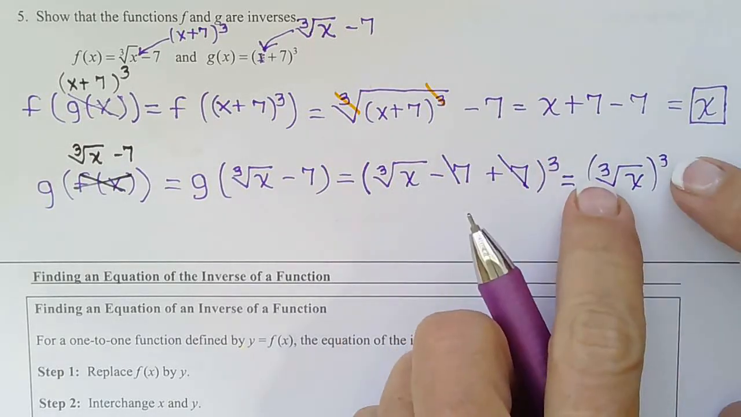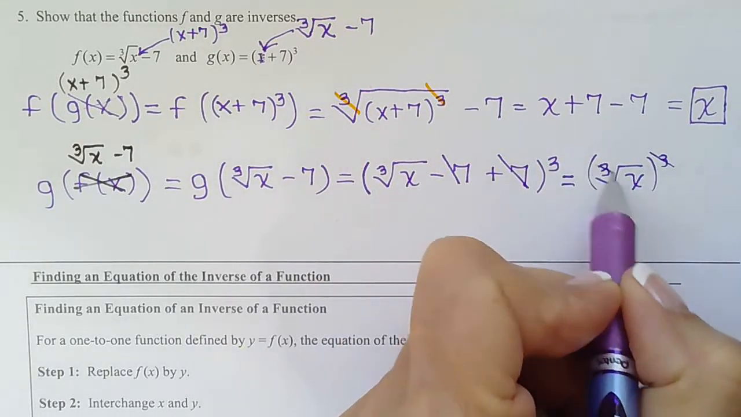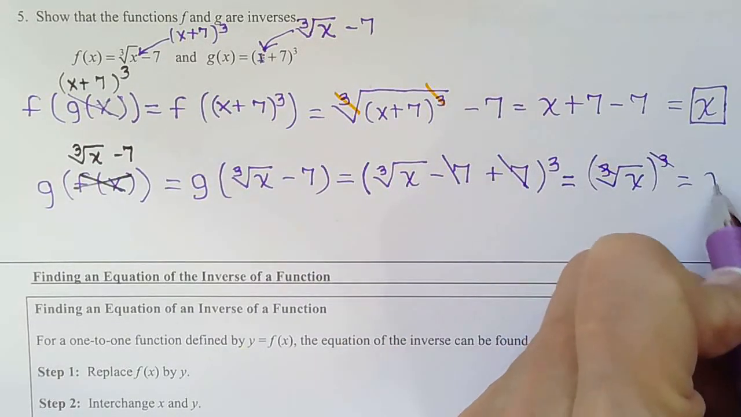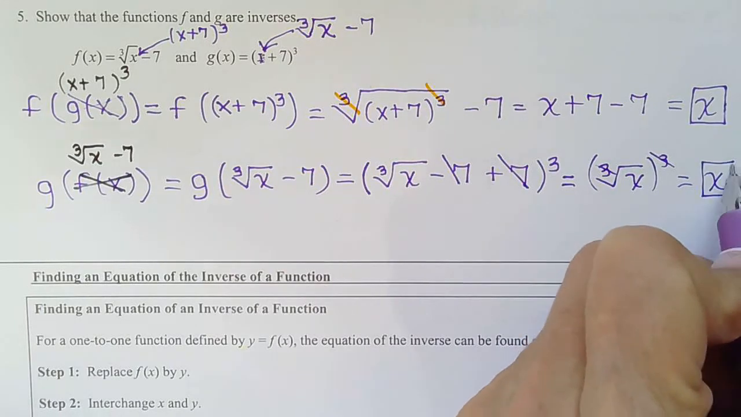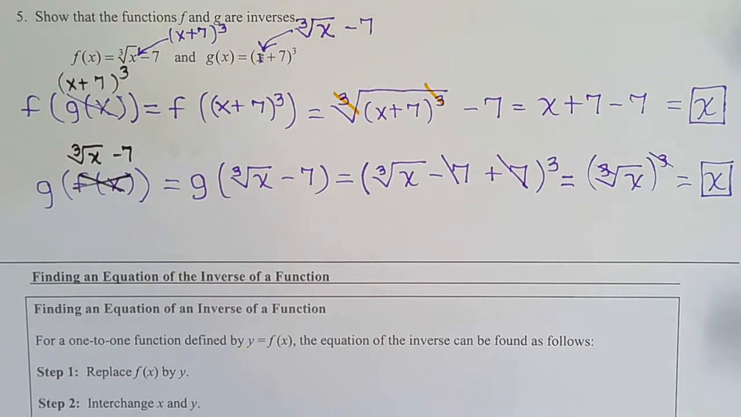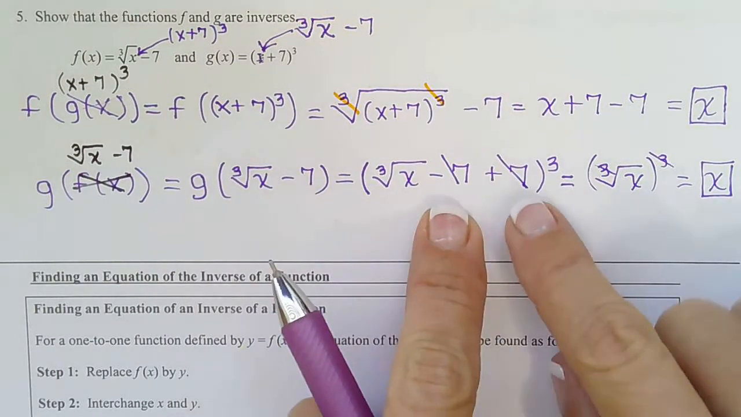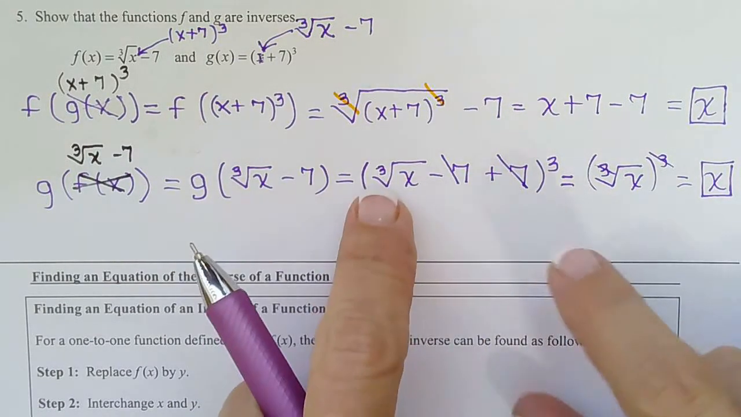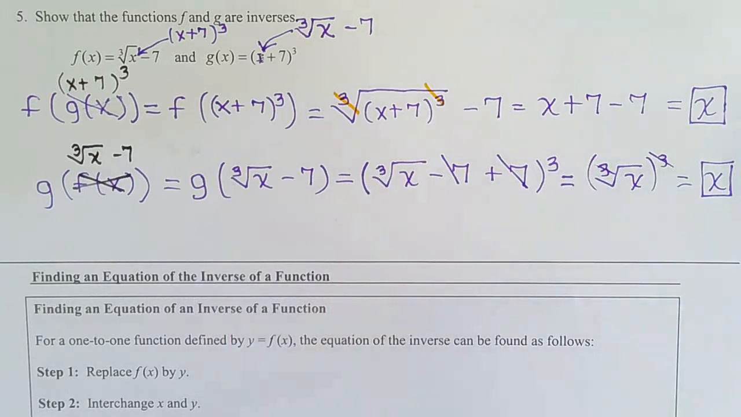So again, these are inverse operations. They undo each other. So my answer is, ta-da, x. So now that we've shown they're both equal to x, then we can say that f and g are inverses. So everything undoes it. That's why they're inverses. Minus 7 plus 7, inverses. Cube root of x cubed, inverses. So they all undo each other when they're truly inverses, and we just get x.